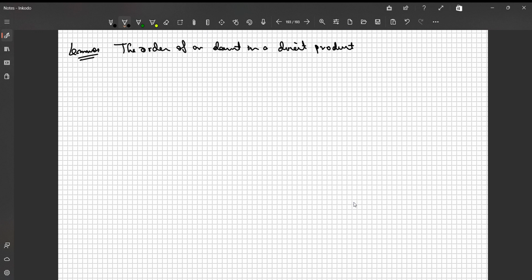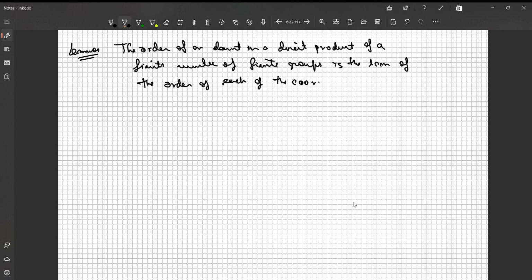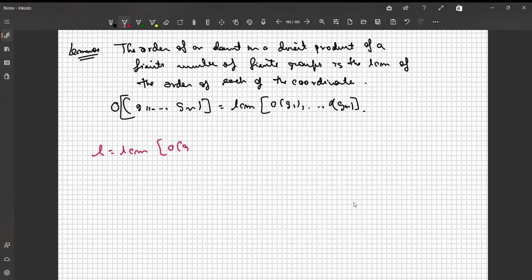Okay. So the only thing I would want to talk about is that the order of an element in a direct product of a finite number of finite groups is the LCM of the orders of each of the components, or each of the coordinates. What I'm trying to say here is that the order of the element (g1, ..., gn) is the LCM of the order of g1 till the order of gn. Okay, that's what I want to say.